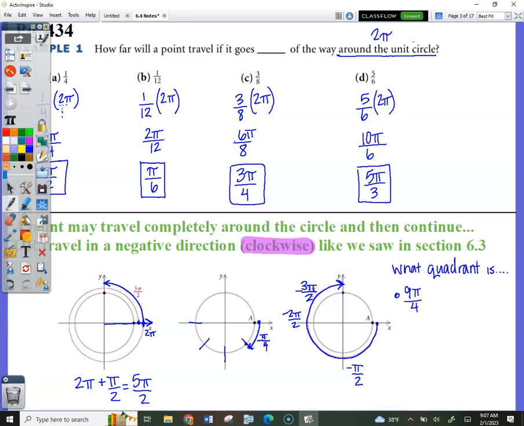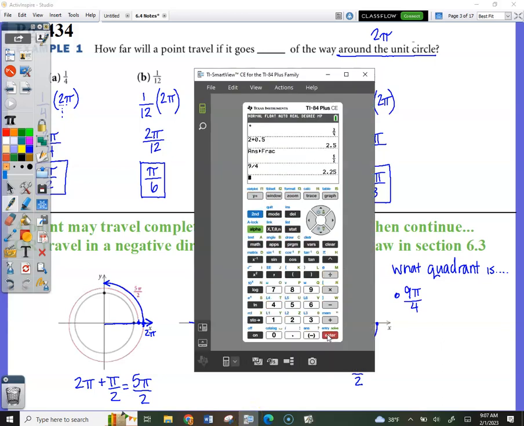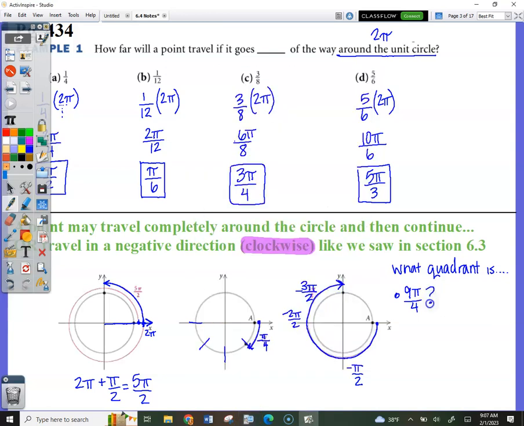So you got to think about what quadrant does that land in. When it's a fraction that you may not be comfortable with, of course it's over 4. I'll show you one way to count it. You could go to your calculator and get the decimal of it and then translate the decimal to a mixed fraction. Okay, so 9 divided by 4 is 2.25, right? So I'm going to make a note here that 9 over 4 is 2.25.